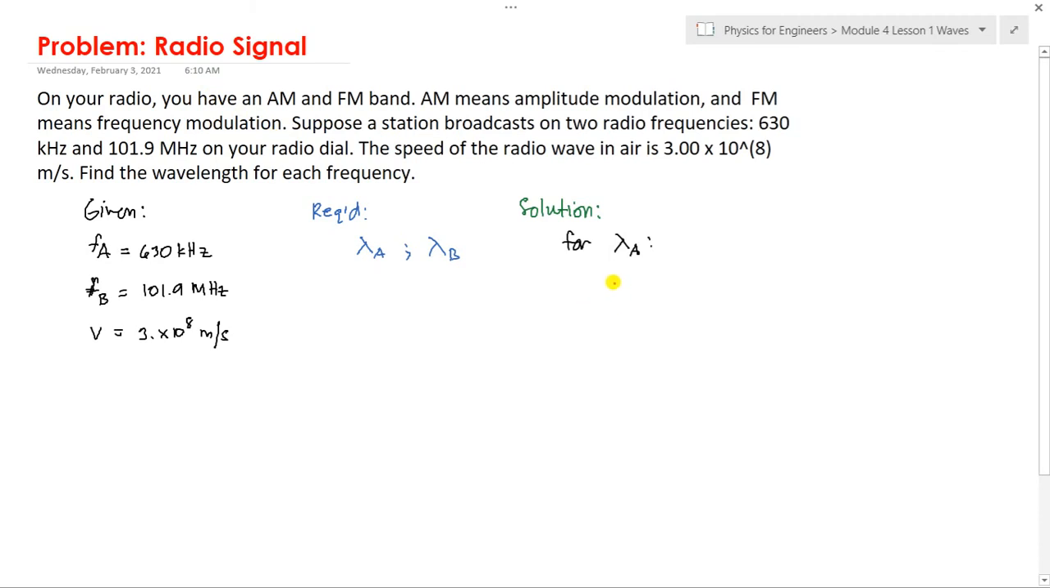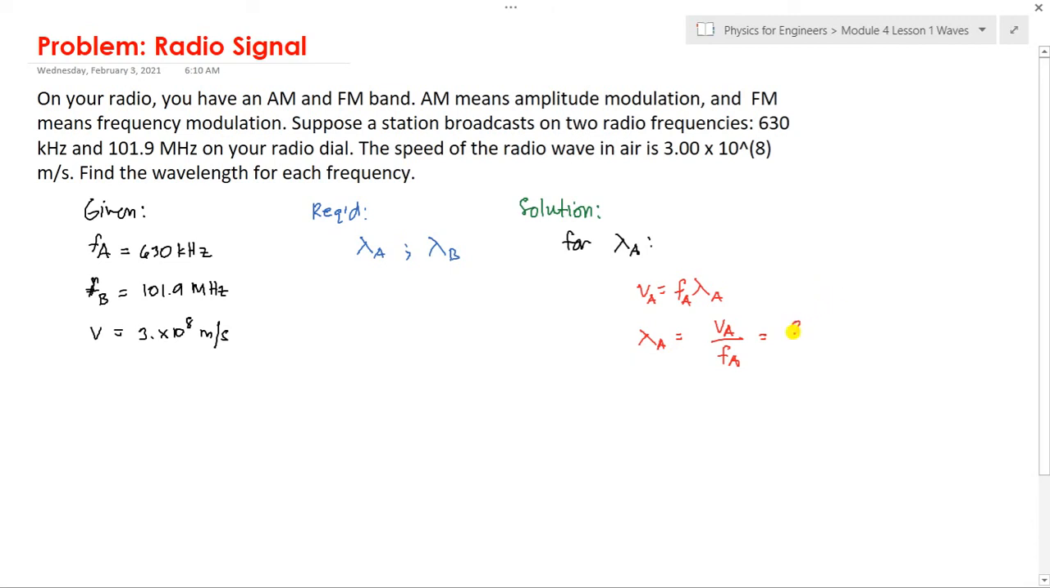So wavelength of A, that is from the principal basic formula for wave. Velocity is equal to frequency times lambda, so that is for A. And since the velocity for both frequencies is the same because they are using the same type of radio signal, that is radio wave, therefore the same, that is 3 times 10 to the power of 8. So solving for lambda A is equal to the velocity over the frequency. Again, don't forget to convert the frequency, since it is in cycles, we need to change it into radians to get the measurement of lambda.